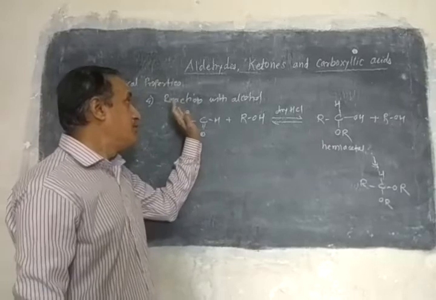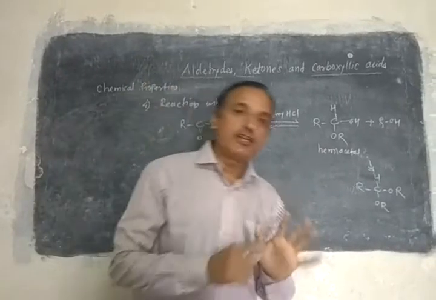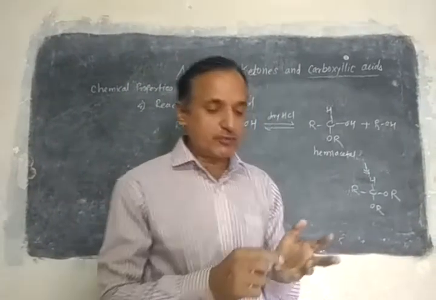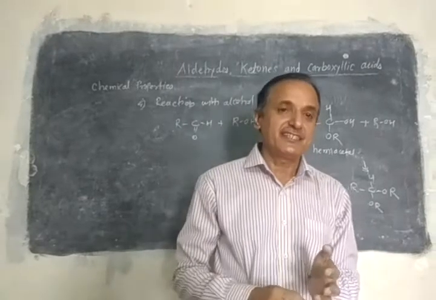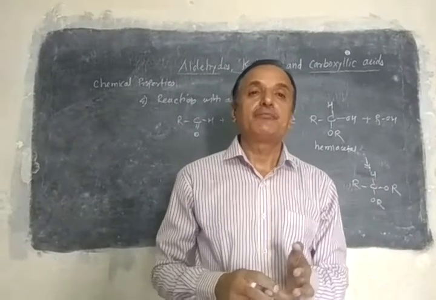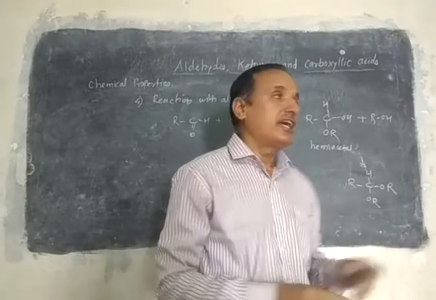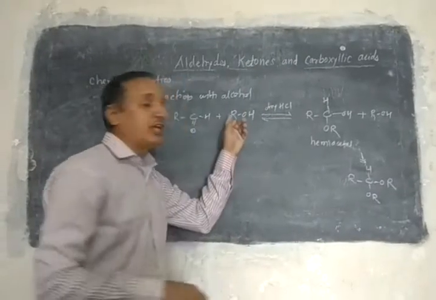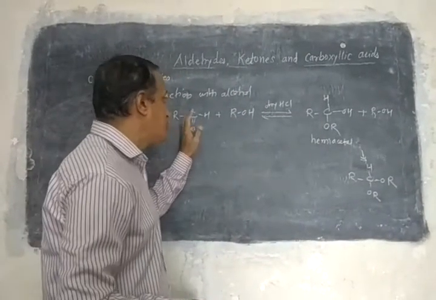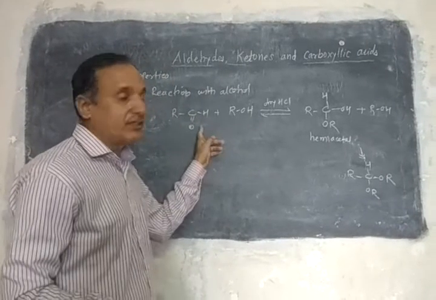So with the help of what we have seen, we can say there are four reactions. First we have seen HCl. Then you have seen sodium bisulfite. Third, the Grignard reagent. And now the fourth is about alcohols. With the alcohols, first we have taken aldehydes.